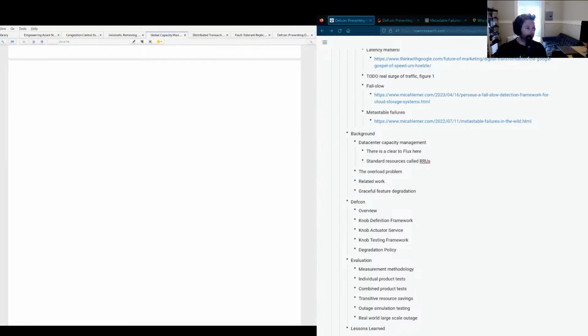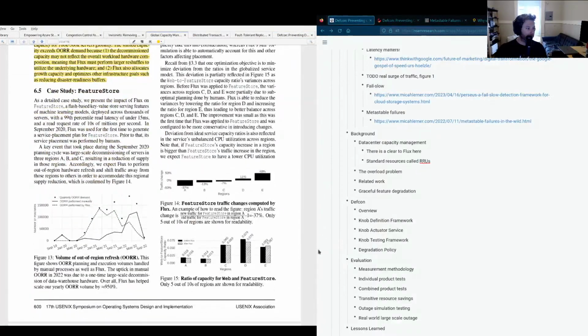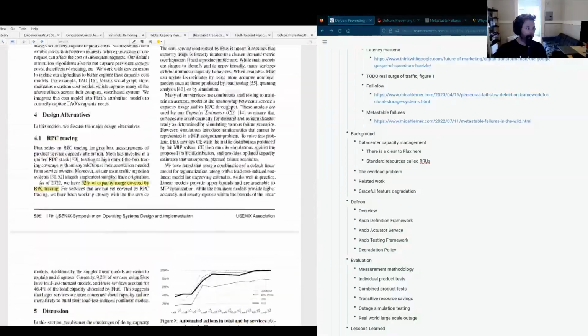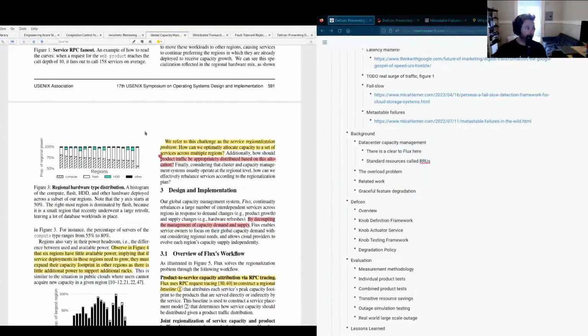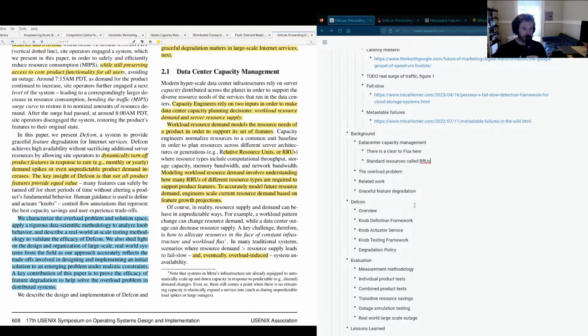Let's see if I can find it. They show this here someplace. Here it is, yeah. So there's some regional hardware type distribution. So if your system, for example, needs a lot of compute and it's in region A, and region A is having a problem, then maybe it has to go to region F, which doesn't have any compute. And then you're in a whole load of trouble. So that's cool. There's a clear connection to Flux.